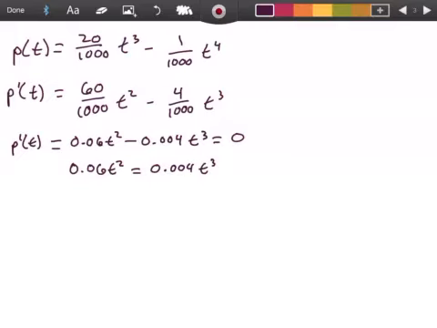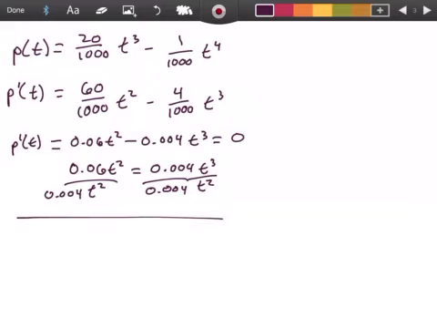Add 0.004 t cubed to both sides, then divide both sides by... No, let me back up. I'm going to divide both sides by t squared first, and then divide both sides by 0.004. There we go. That gives us a value of 15.